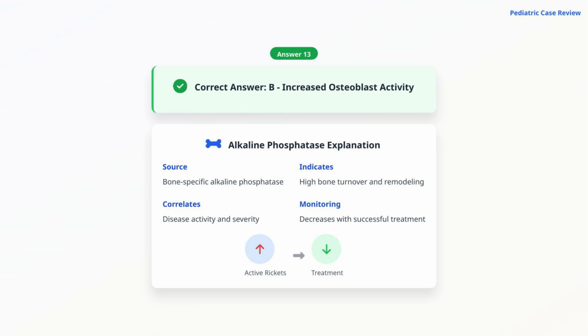Elevated alkaline phosphatase in rickets primarily reflects bone-specific alkaline phosphatase released by active osteoblasts. This indicates high bone turnover and remodeling as the body attempts to mineralize defective osteoid. The level correlates with disease severity and decreases toward normal with successful vitamin D treatment and bone healing.